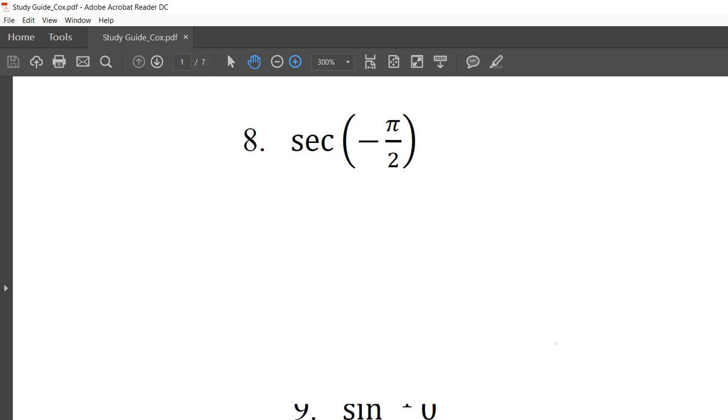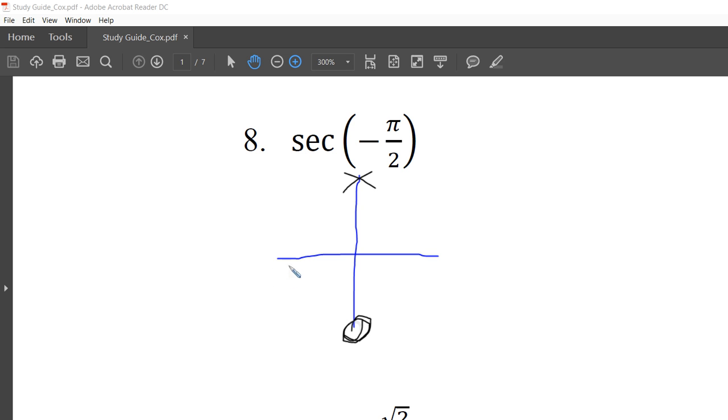Number 8, secant of -pi over 2. So I would pause it right here and then try this on your own. A positive pi over 2 is up here. However, since it's -pi over 2, it flips out of that, so this is really where we're looking at. Okay, so the corner points for this are 0 and -1.